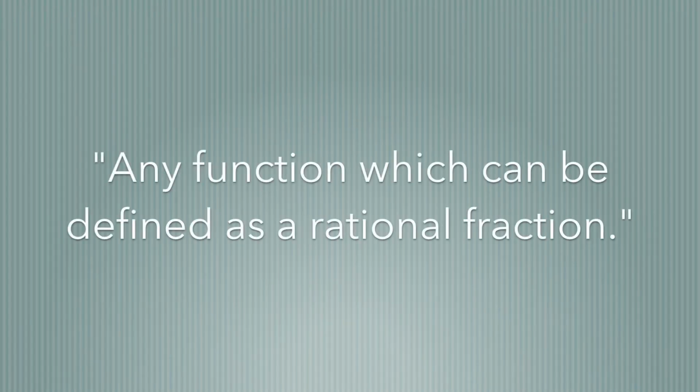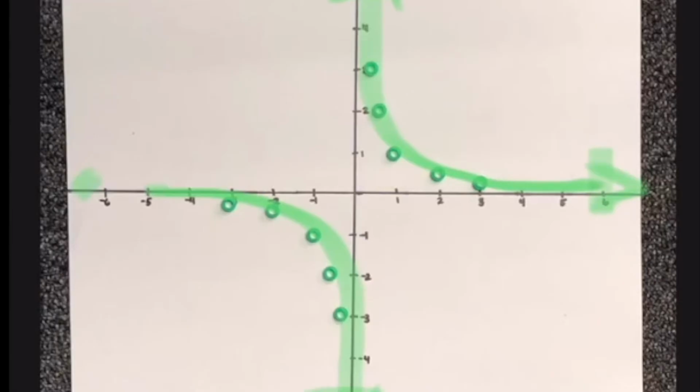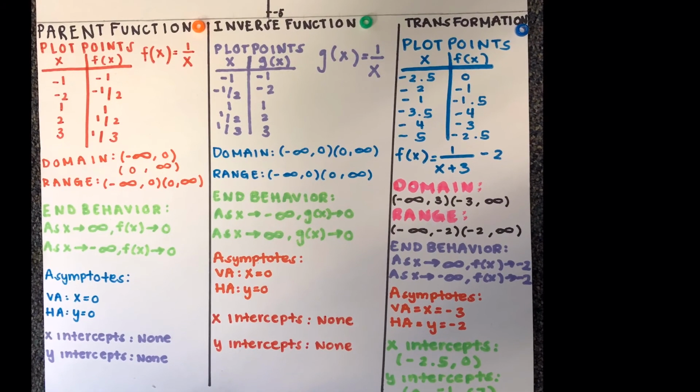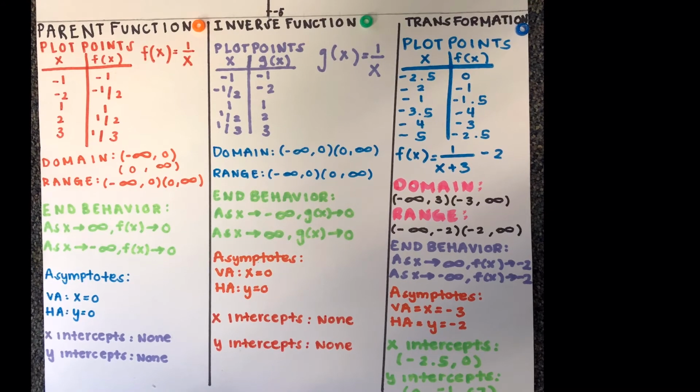A rational function is any function which can be defined by a rational fraction. We will be focusing on 3 different graphs: the parent function, the inverse, and the transformation. The function that we will be focusing on right now is the parent function, 1 over x.